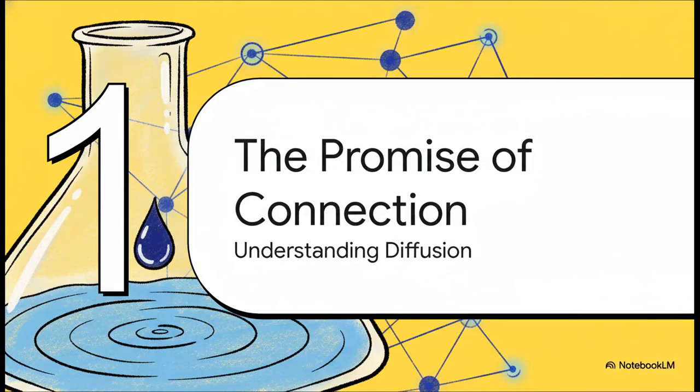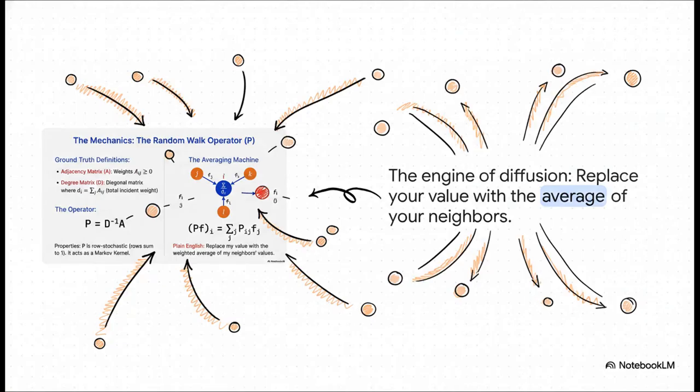To answer that, let's start with the most intuitive way information could possibly spread. It's a process called diffusion. And trust me, you've seen this 1,000 times. Just picture a single drop of ink slowly spreading out in a glass of water. The engine that drives this whole diffusion process is something called the random walk operator. You can see it here as P.